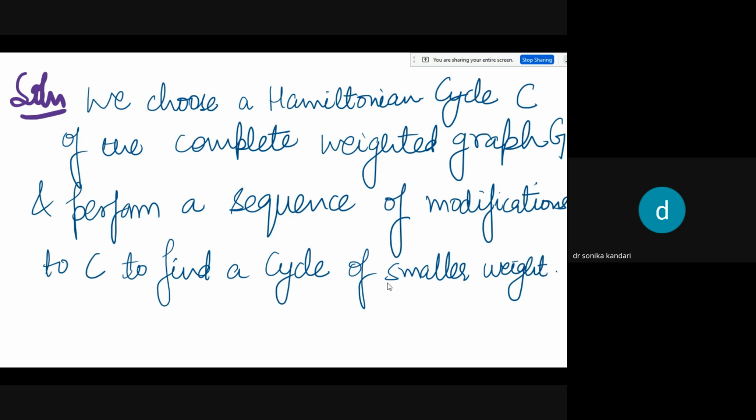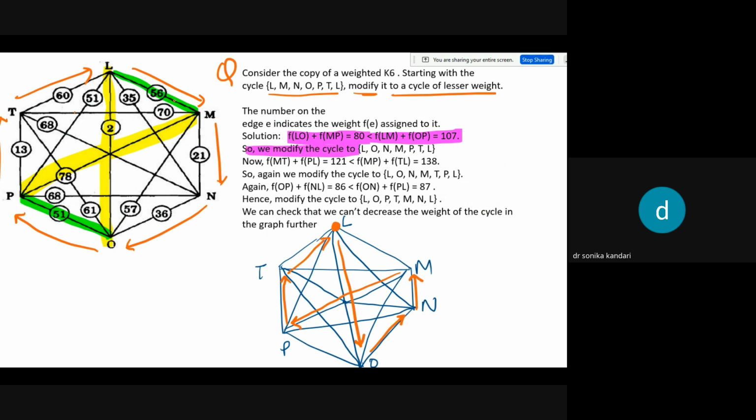Fine. Just start. Let us take one cycle. One possible cycle can be: we start with L, move to M, M to N, N to O, O to P, P to T, and T to L. This can be one possible cycle. So what can be the weight associated? It will be the sum of all the weights.